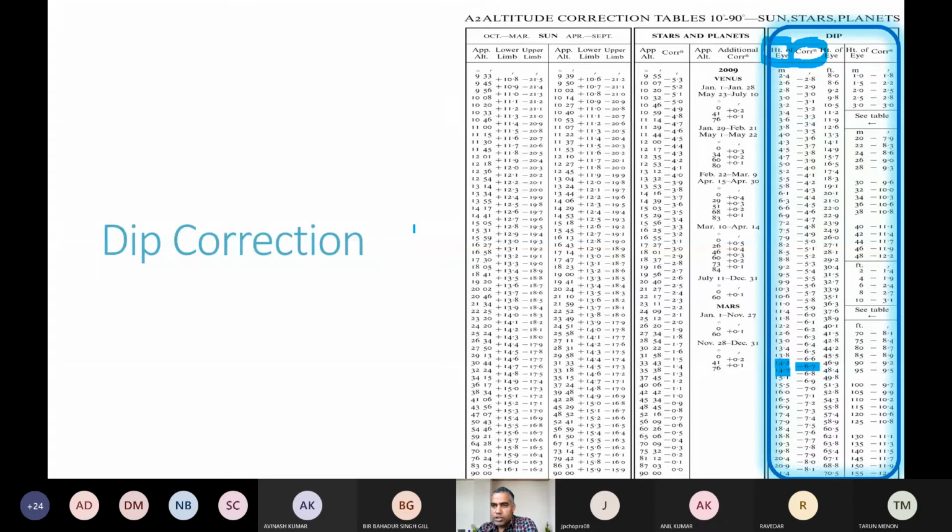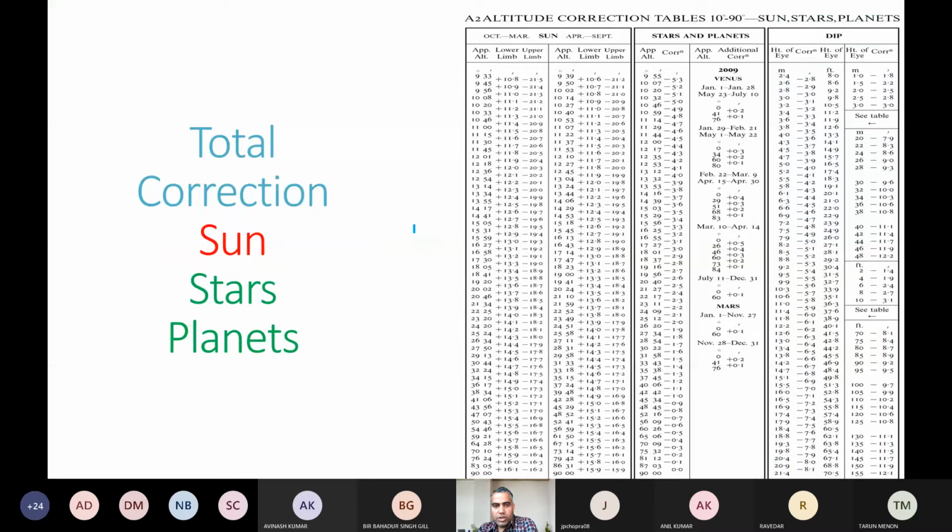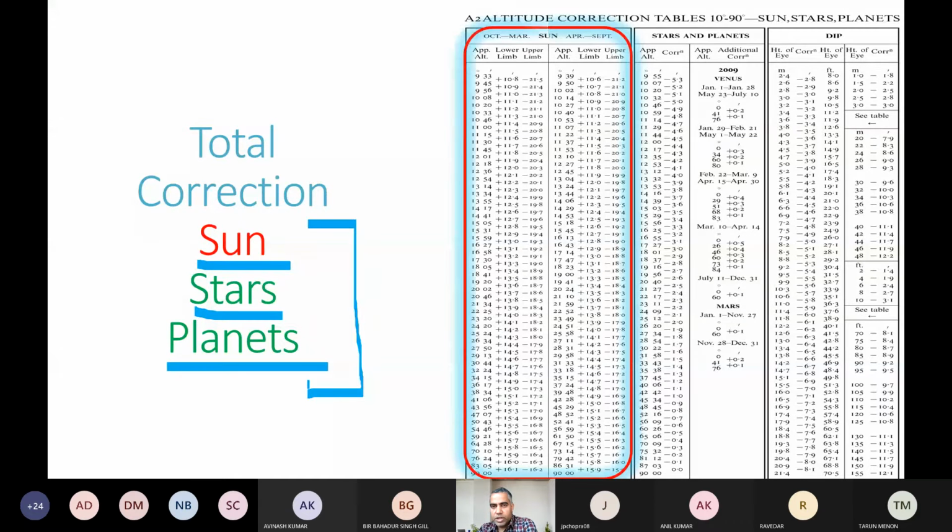Now, after the dip correction, you will obtain the apparent altitude. The next correction which we require is the total correction. So let's see the total correction now. Again, on the first page itself, you will find the total correction for the sun, stars and planets. इन तीनों की total correction आपको first page पे मिलेगी. The first table which you see is the total correction table for the sun. I highlighted it with the red band.